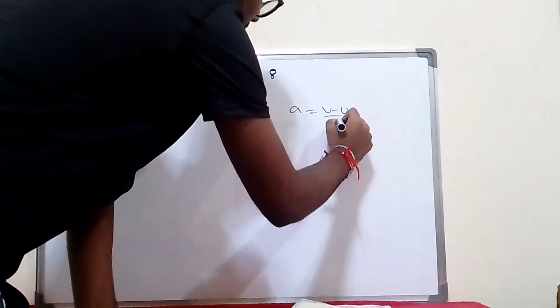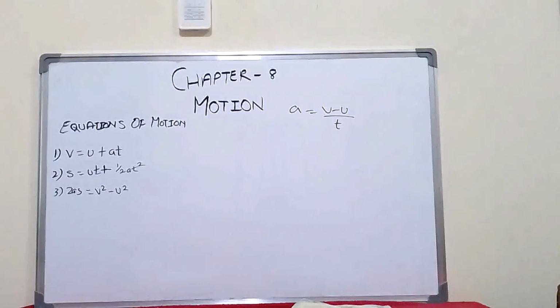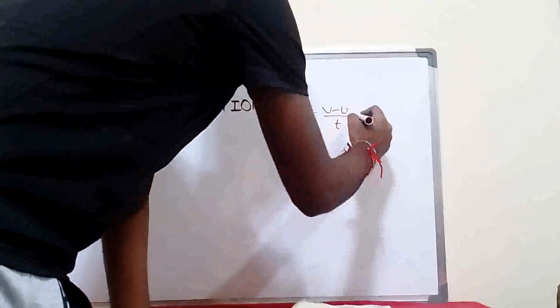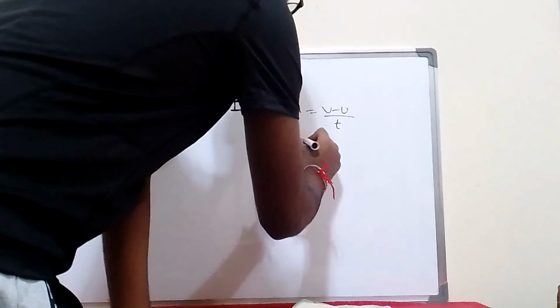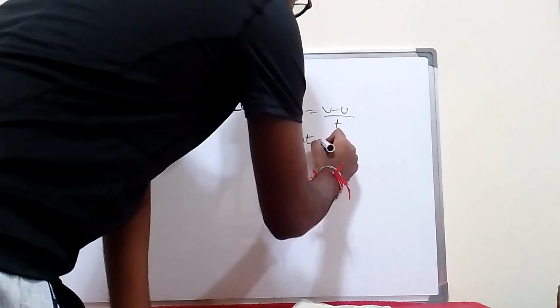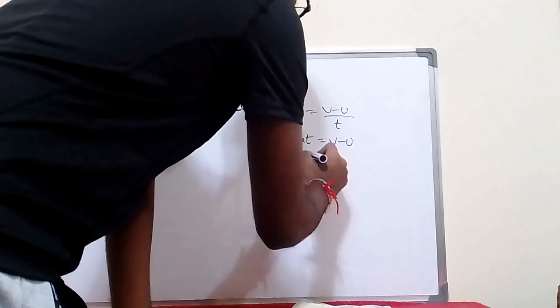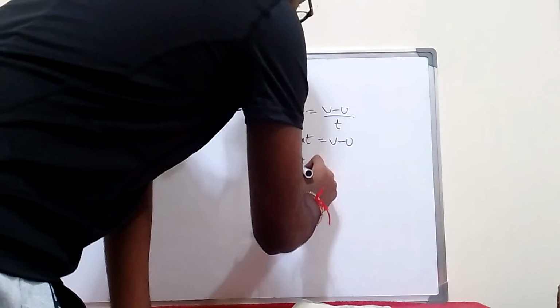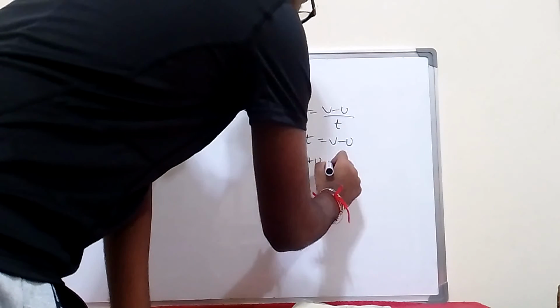So this is the formula that we saw for finding acceleration, and when we rearrange it, for example, if we take t to the other side, it can also be written as a into t equals to v minus u, and it will be a t plus u equal to v.